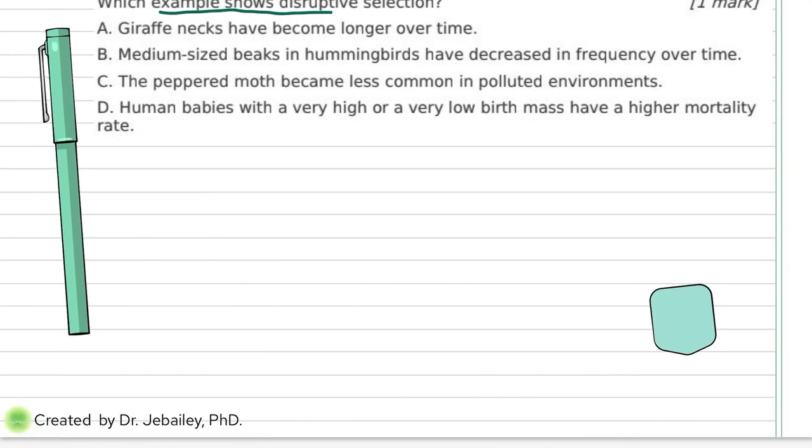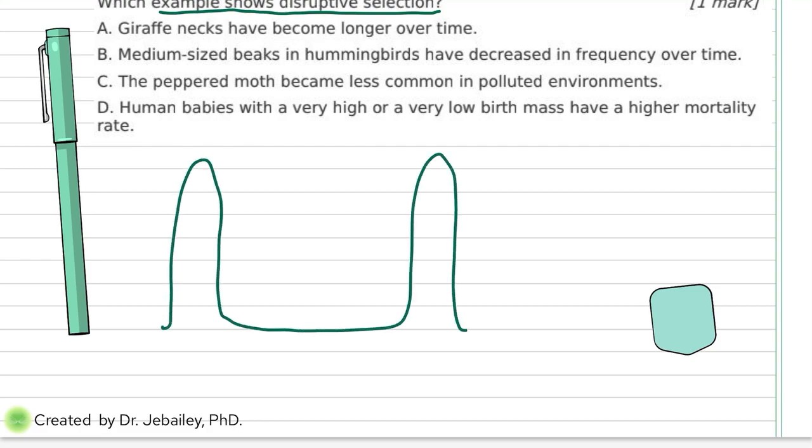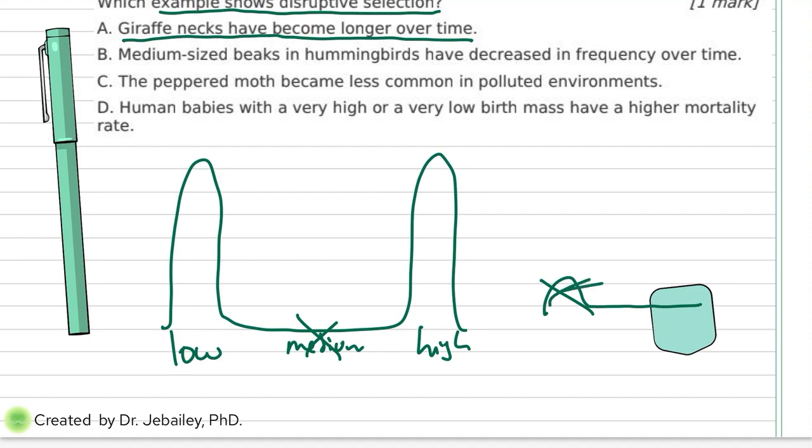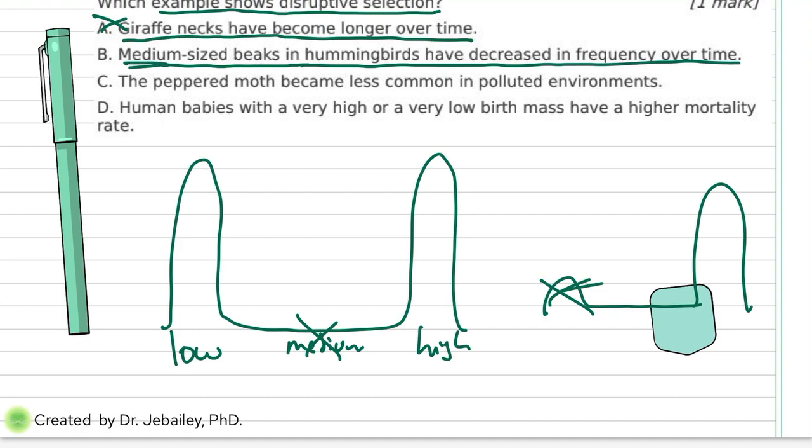Next, what example shows disruptive selection? Remember, when I say disruptive, that means you basically have two extremes. So you can have the lowest and the highest, and you do not have anything in the middle. So: giraffe necks have become longer over time. This is not disruptive, because that means you would have gone from something small and then you cancel it and now you just have one type. So no. Medium-sized beaks in hummingbirds have decreased in frequency over time. Medium size, look, it says medium, and what happens? Decrease, makes sense. It decreases right here over time.